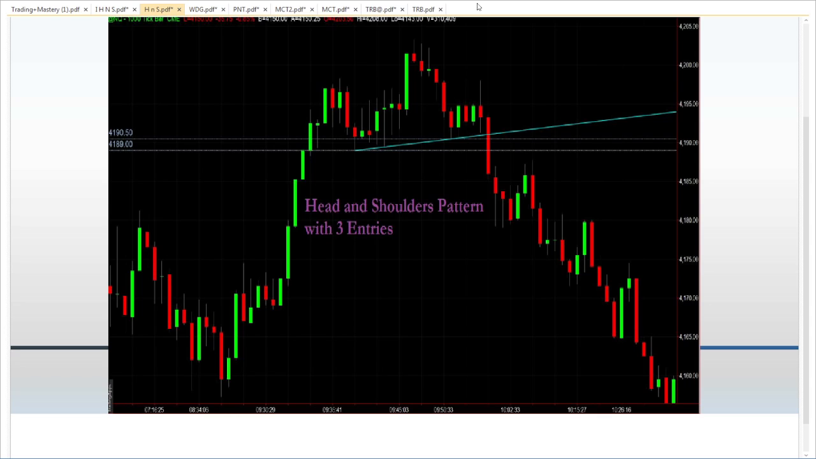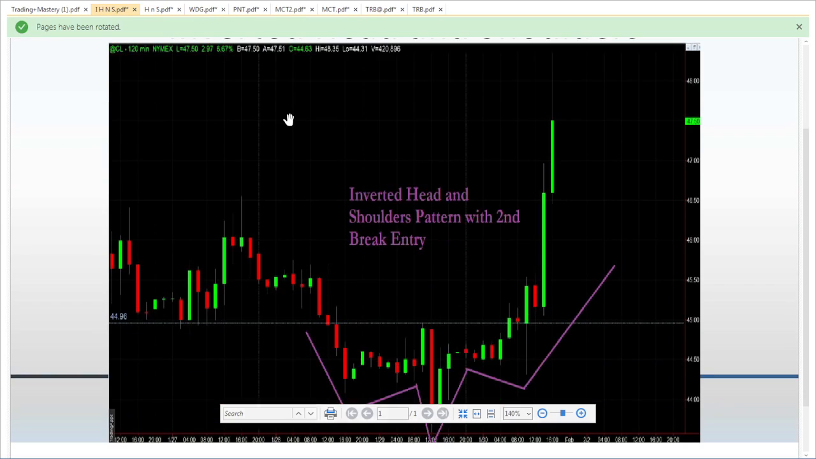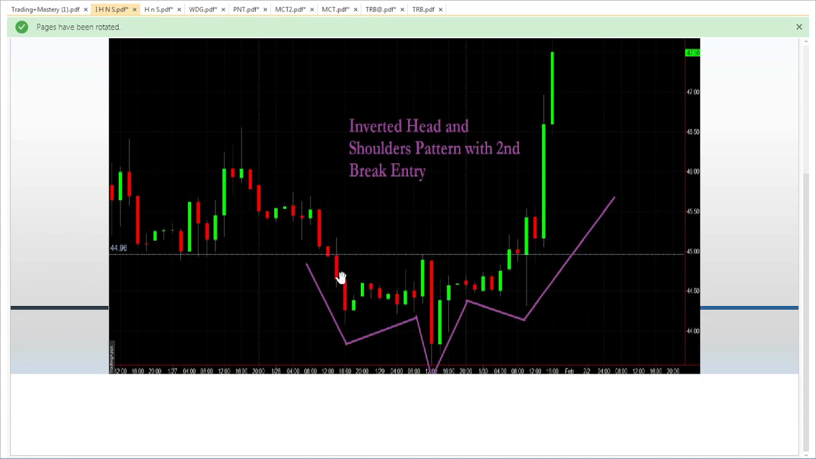And then you have an inverted head and shoulders pattern. Very simply, you have the move down. You get the shoulder pointing to the downside. Here's the head to the downside. Here's the shoulder to the downside, and then it rips right through.